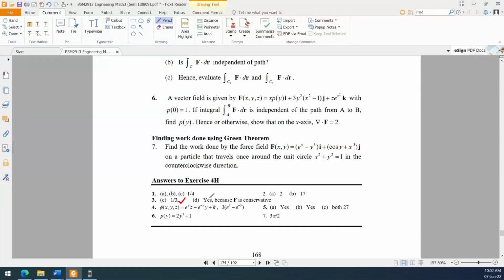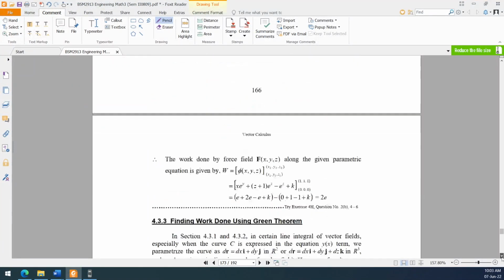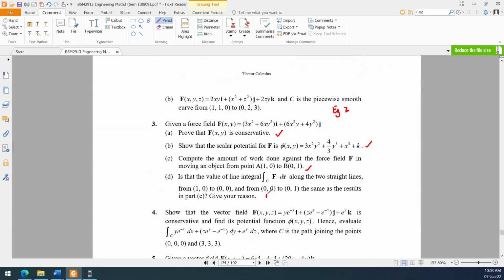The module gives the wrong answer, because you got different starting and ending points. So please take notes on this one. This is no, because you have different starting and ending points.